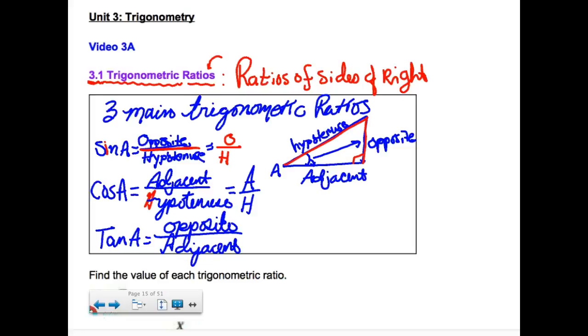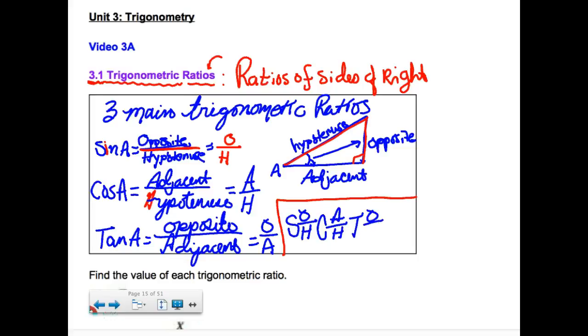And we call that O over A. Then we have a little mnemonic that helps us remember those. It's called SOHCAHTOA, which I'm sure you've heard about. And I like to write it like this: SOH, CAH, TOA. So I can see them as ratios.